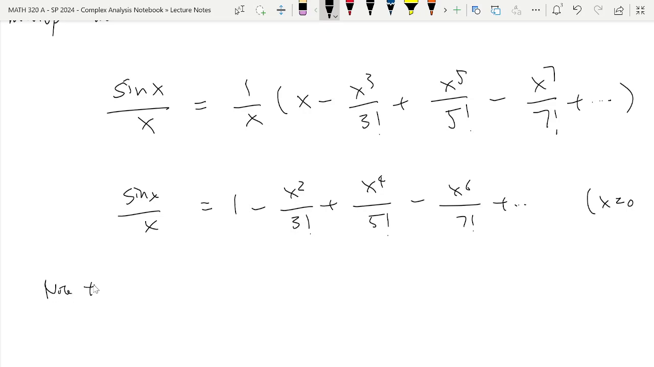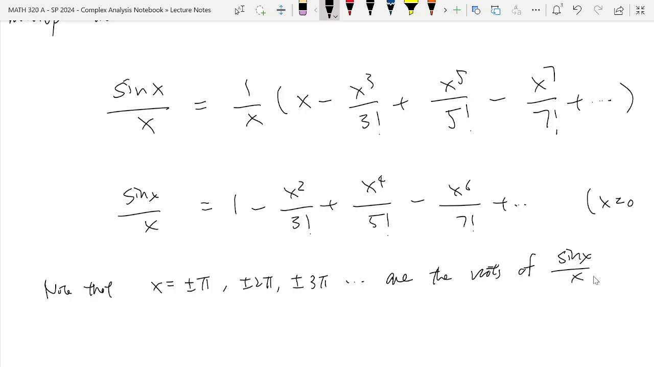Note that x equals plus or minus pi, plus or minus 2 pi, plus or minus 3 pi, and so on, are the roots of sine x over x. x equals 0 is excluded because if you plug in x equals 0, the limit equals 1, it's not a root. But for everything else, the roots of sine x, they really are roots.